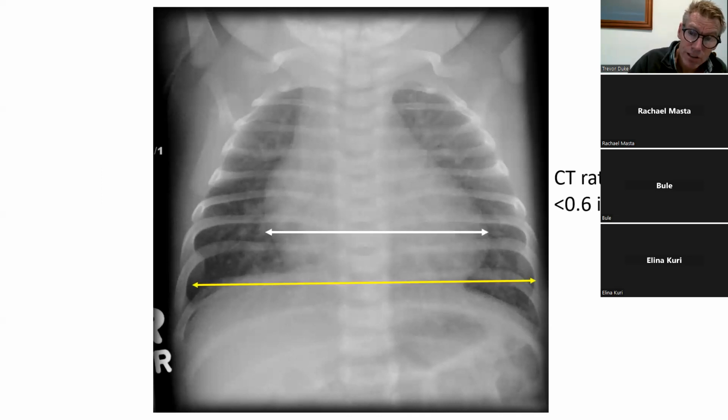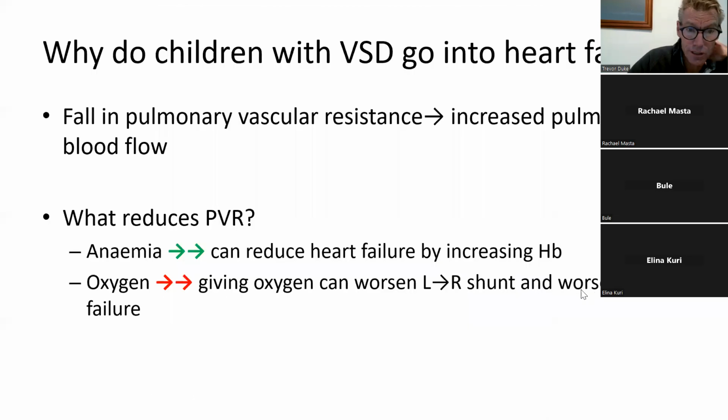The cardiothoracic ratio in this child was greater than 0.6. It should be less than 0.6. So the largest diameter of the heart over the largest diameter of the thoracic cavity should be less than 0.6 in children. But in a ventricular septal defect with pulmonary congestion and heart failure, it'll be more than 0.6. Just know that.